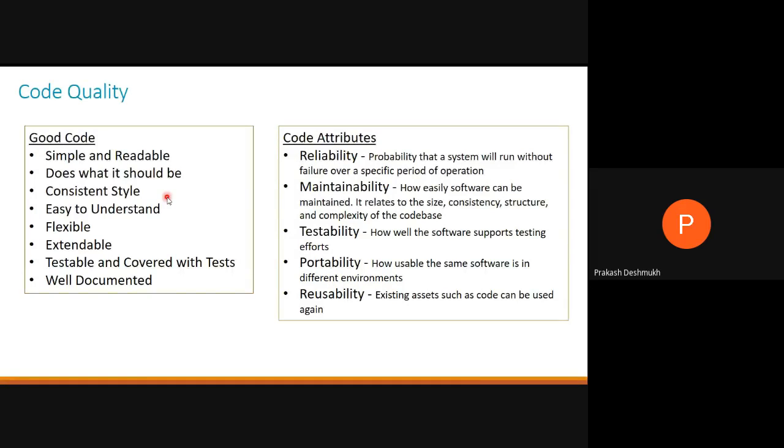It should not add testing overhead, where you have to write many test cases to test that. It should not be that way. It should be easy to write the test cases and should be well documented. So these are some of the good code quality attributes: it should be reliable, maintainable, testable, portable, and reusable. Same thing what I talk here. So these are good attributes.